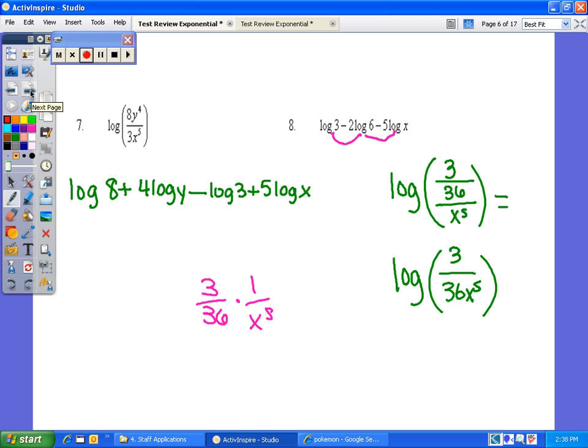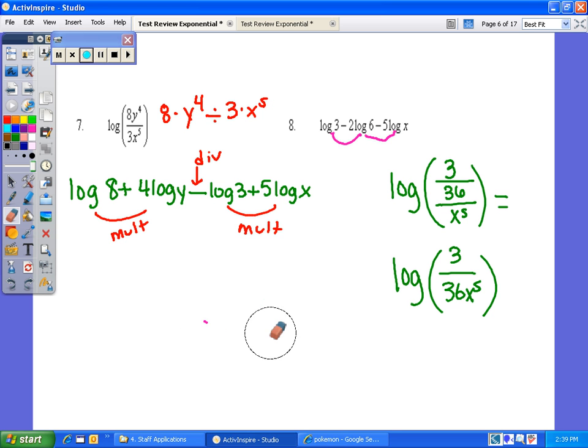Alright, the next one, we have 2 things on the top being multiplied, and then we have 2 things being divided by 2 things on the bottom being multiplied. So here's the multiplication representation there. Here's the multiplication representation there. And then the division is right here. So basically, I've taken my powers and made them coefficients. That's what you do in expansions.